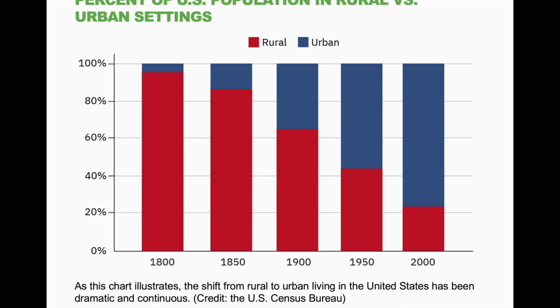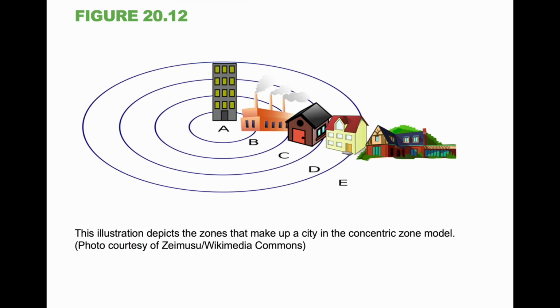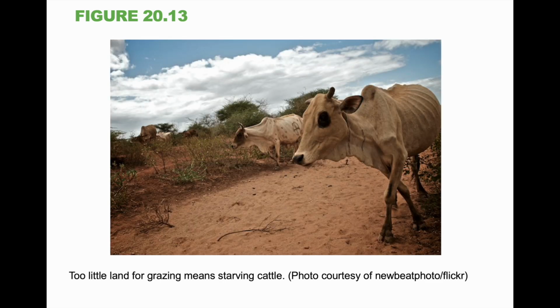Percent of U.S. population in rural versus urban settings. As this chart illustrates, the shift from rural to urban living in the United States has been dramatic and continuous. Figure 20.12. This illustration depicts the zones that make up a city in the concentric zone model. Figure 20.13. Too little land for grazing means starving cattle.